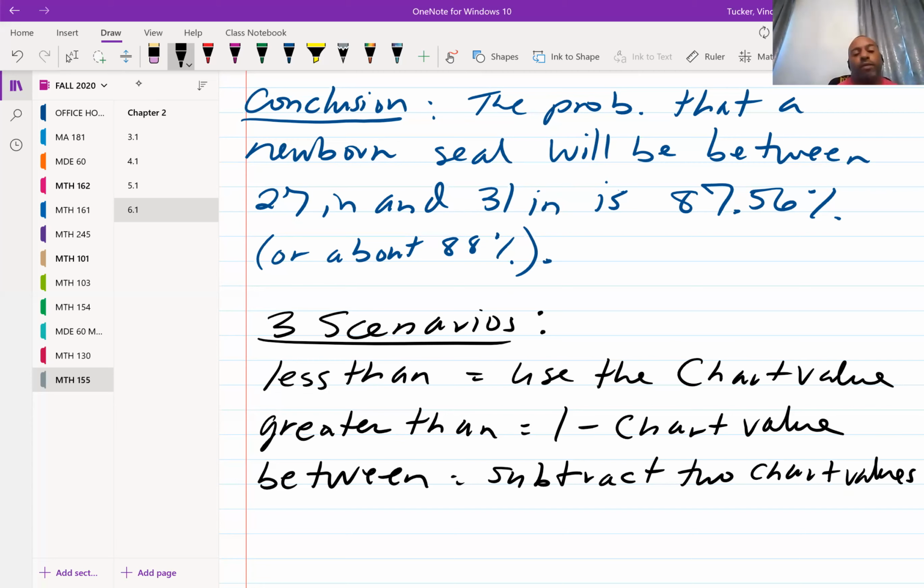All right, so we only have three scenarios. It's less than, greater than, between. And with those three scenarios, each one of them has a different action. If it's less than, you're going to use the chart value that they give you. If it's greater than, then you're going to do 1 minus the chart value. Then if it's between, you're going to subtract the 2 chart values.